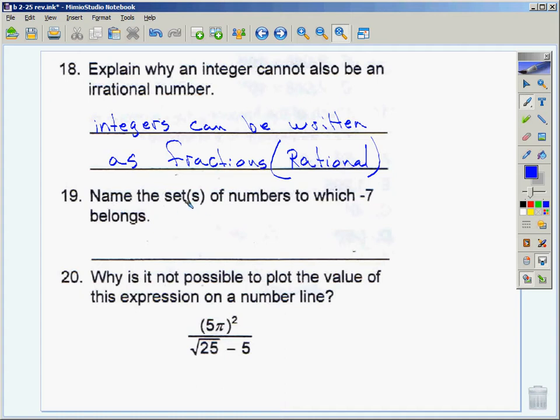Notice number 19 says name the set or sets of numbers to which -7 belongs. It's real. It's rational. It's also an integer. But it's not whole, and it's definitely not irrational. Or imaginary, which we haven't talked about really yet.